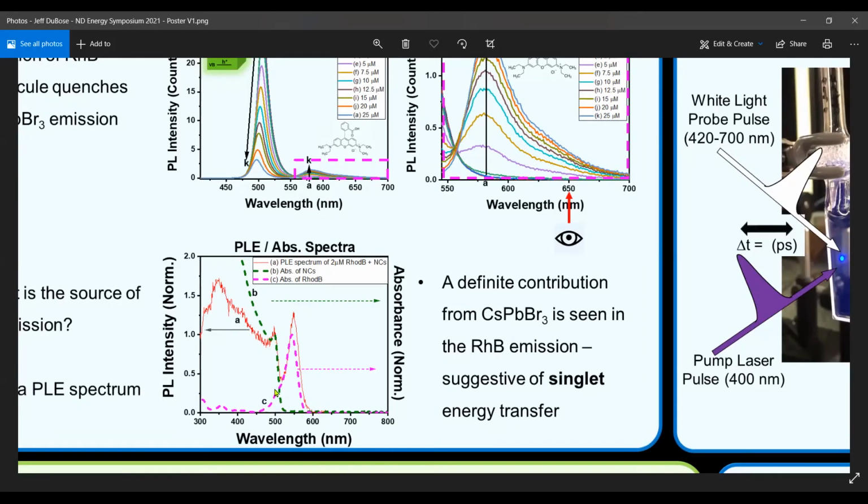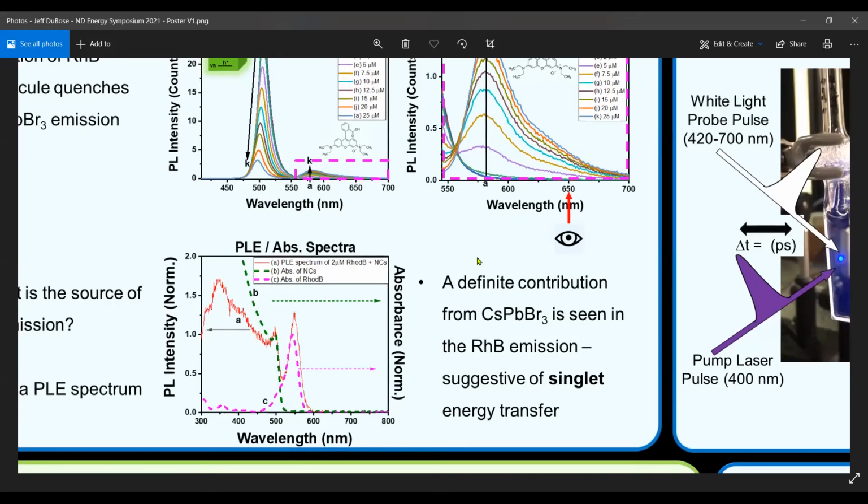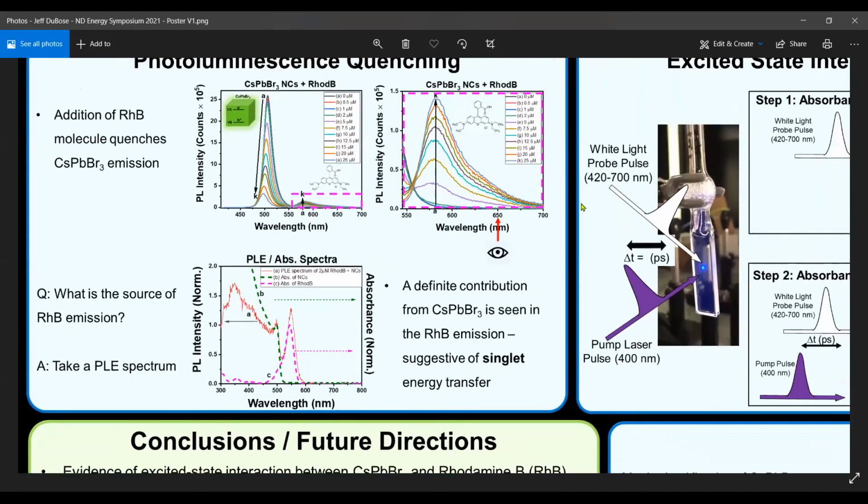And what I've also done with the green trace is overlaid the cesium lead bromide absorption spectrum. So this tells us that even though we don't have any absorption from the rhodamine, absorption from the cesium lead bromide nanocrystals is giving rise to rhodamine emission. And so that tells us that there's this definite contribution from the nanocrystals in that emission from the dye, and that's actually suggestive of not triplet energy transfer, but singlet energy transfer, which was a little bit interesting because we weren't exactly expecting that. So this gives us sort of an initial state that we can look at what's happening.